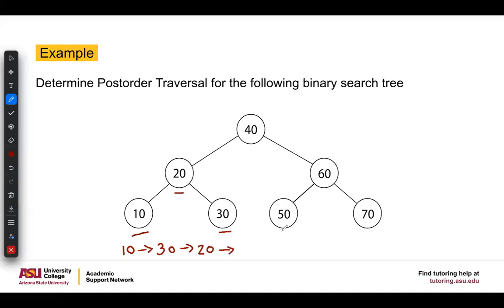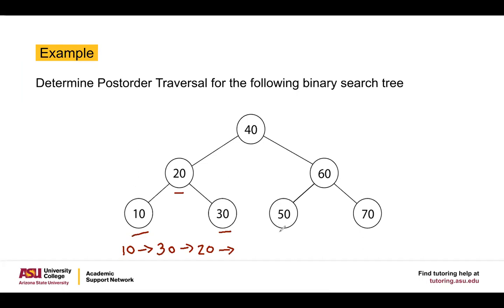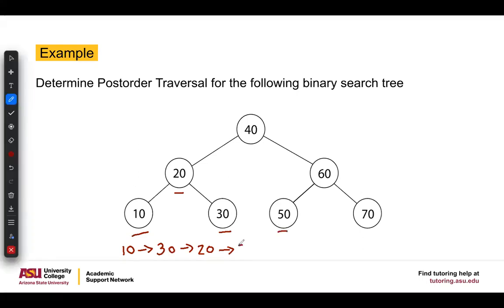Then we'll first complete the right subtree and its leftmost node is 50, then 70, then the root node of the right subtree, and at last the root node 40.